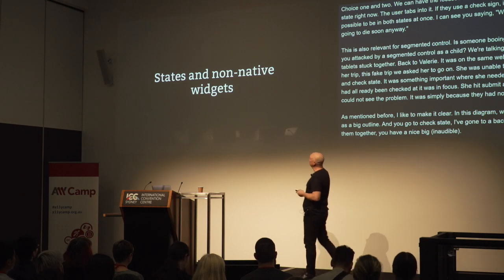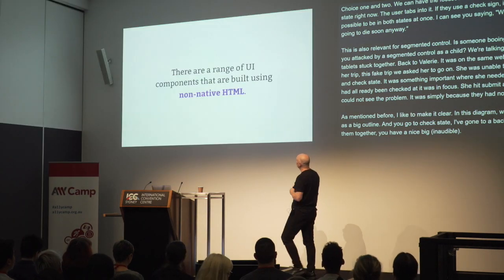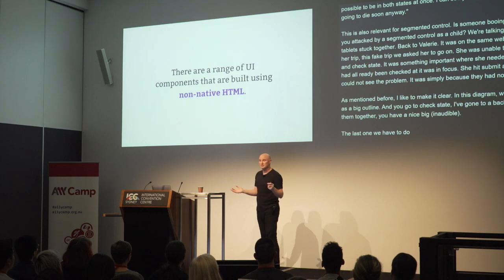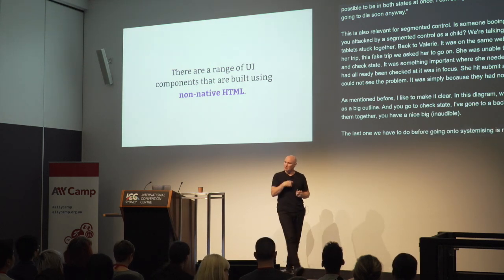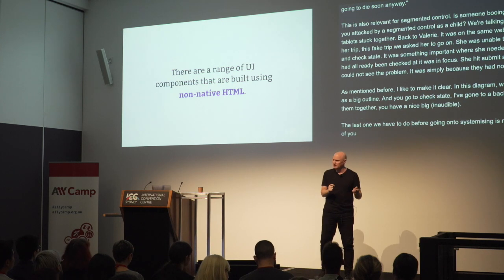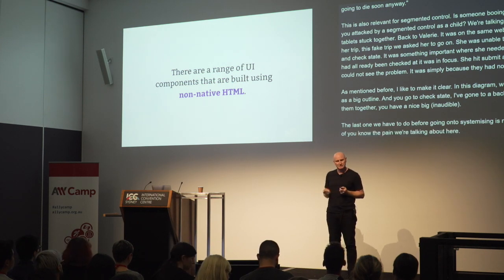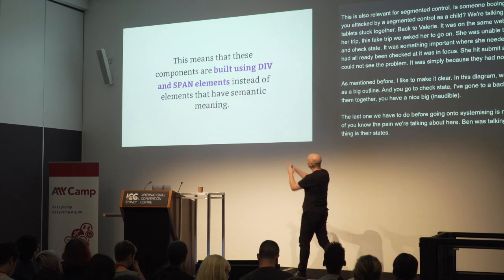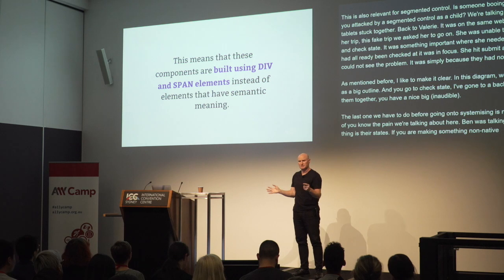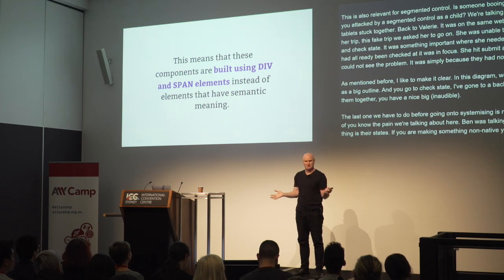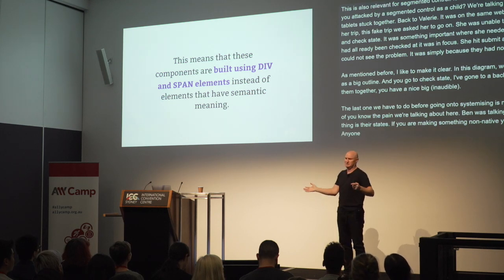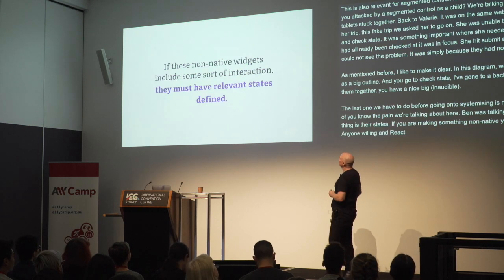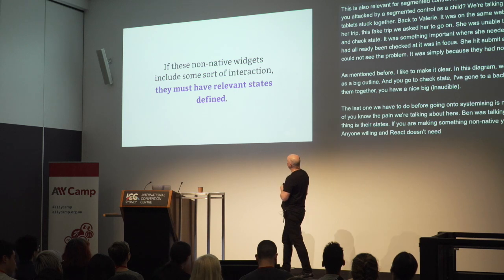The last one we've got to do before going on to systemizing is non-native HTML elements. Anyone that sat in Ben's talk earlier knows the pain we're talking about here. Ben was talking about all the behaviours. The other thing we've got to talk about is their states. If you're making something non-native, you've got to also be aware of them. We're talking about something built out of divs and spans, which is basically the whole of the web these days. Anyone building in React doesn't need to know about HTML. Let's just use divs and spans. Anyway, if you're going to use them, you must include the states.